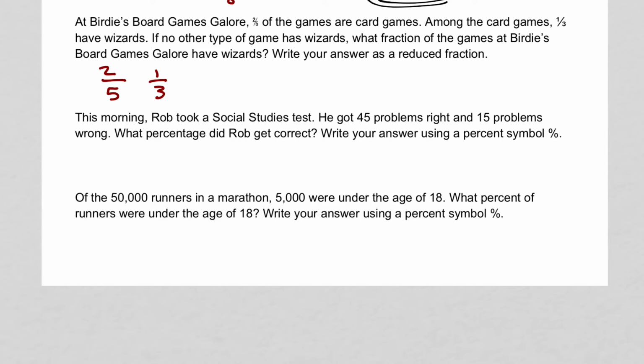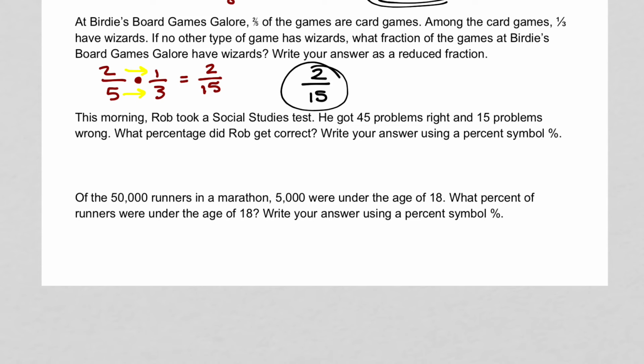So I need to know what 1/3 of 2/5 is. Well, we know that of indicates multiplication, and I can do that straight across. So 2 times 1 is 2, 5 times 3 is 15. We can safely say that 2 out of every 15 games has wizards.